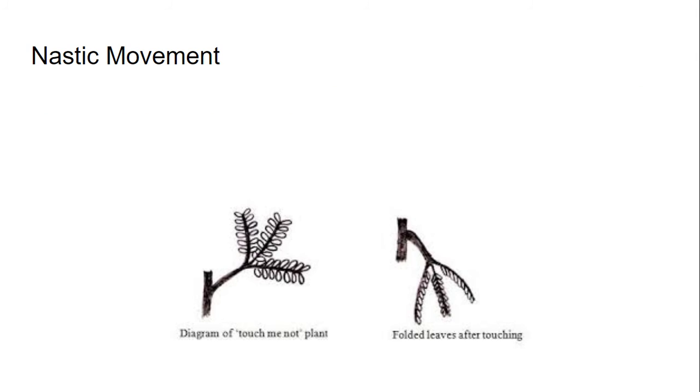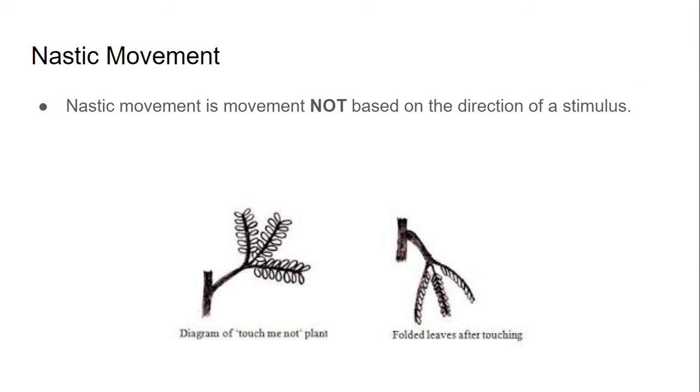And then finally, we have nastic movement. So nastic movement is actually not based on a stimulus. So all of the other tropisms that we've talked about had stimuli. So phototropism had light, hydrotropism had water, thigmotropism had touch, and geotropism was gravity. So nastic movement is not based on any one of those. For example, some plants just close up when touched. That doesn't have to do with a stimulus.